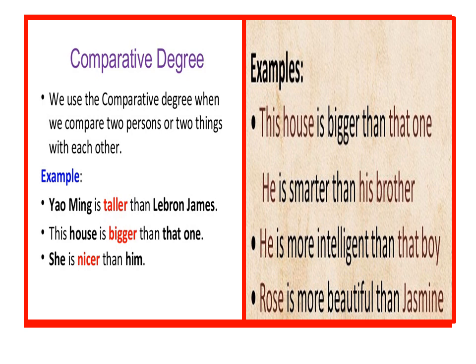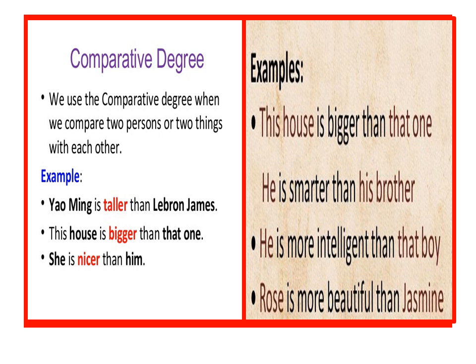Yao Ming is taller than LeBron James. This house is bigger than that one. She is nicer than him. More examples for you. This house is bigger than that one. He is smarter than his brother. He is more intelligent than that boy. Rose is more beautiful than Jasmine. So if you clearly watch, we are comparing either one person to the other or one thing to the other. Very clear? So it is just comparing things to each other.